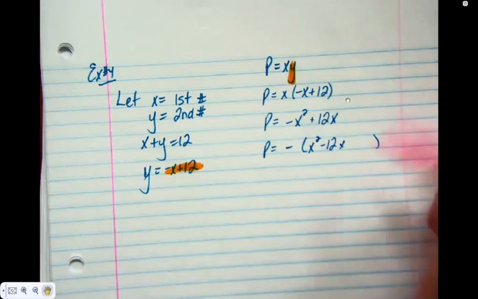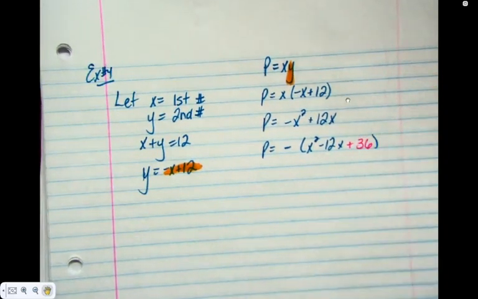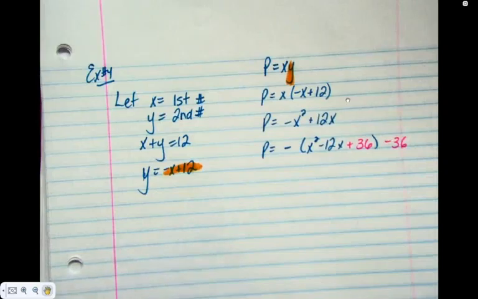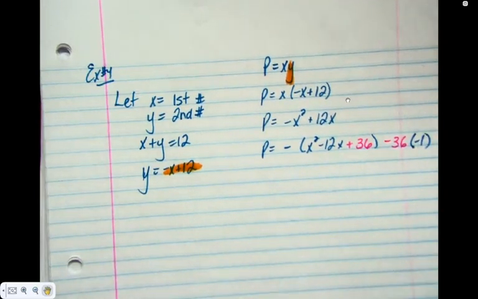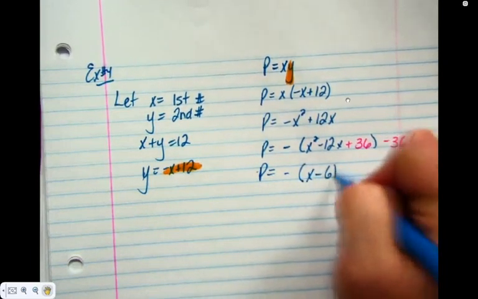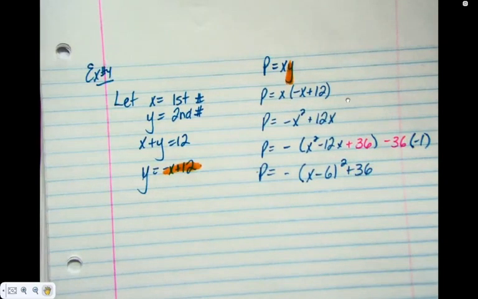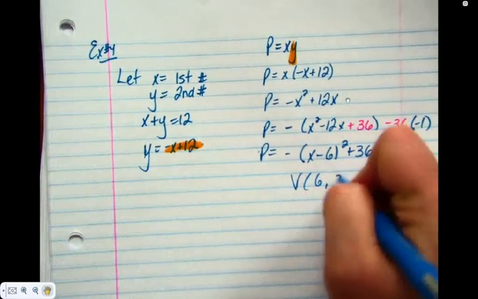What number is going to go in the blank here? 36. Where does that come from? Perfect. How do I balance it? Except multiply by the negative 1 in front. So finishing off, I have negative x minus 6 squared plus 36. Vertex will be 6, 36.